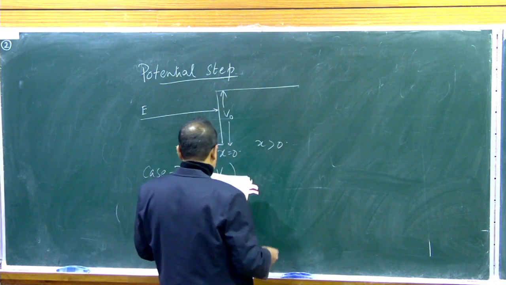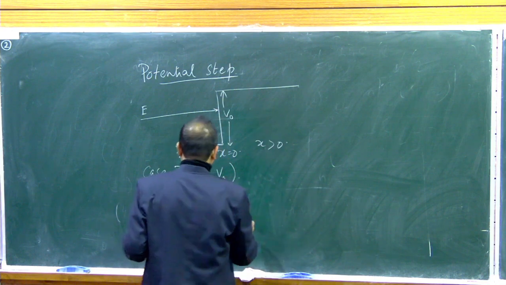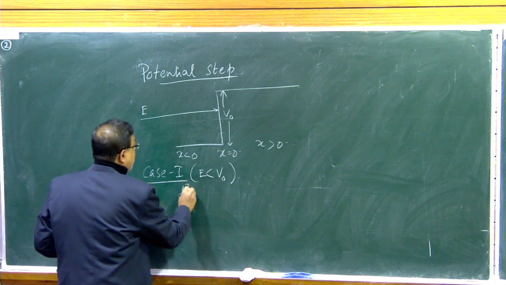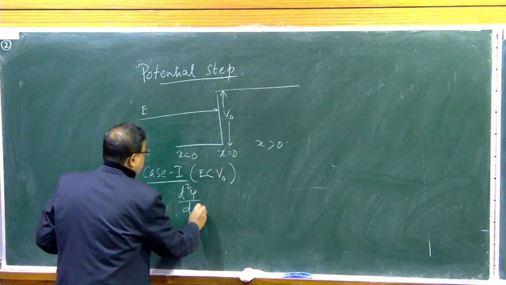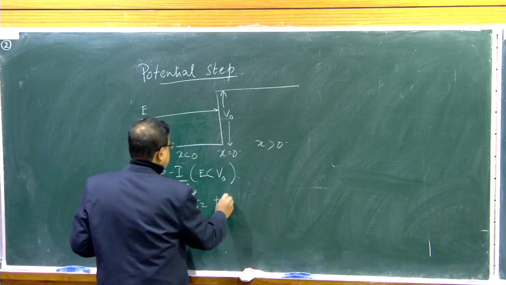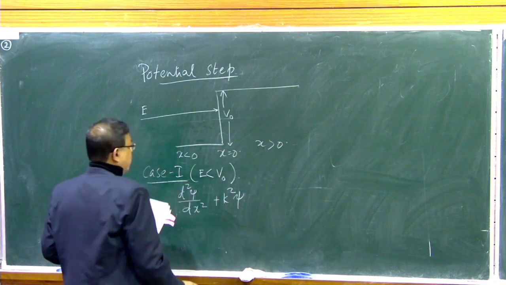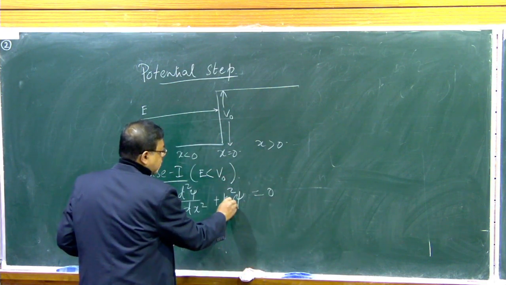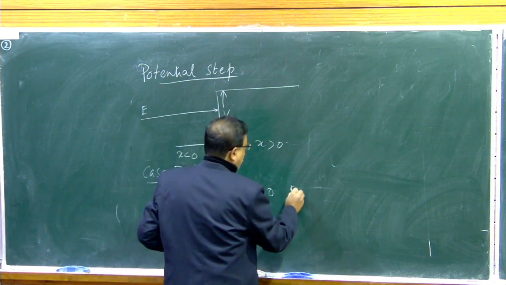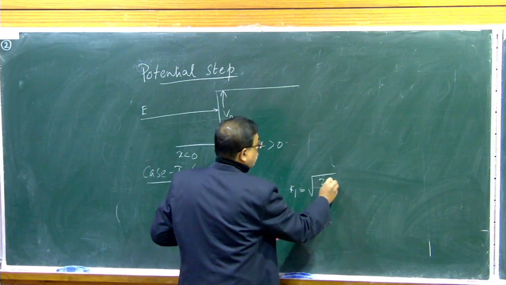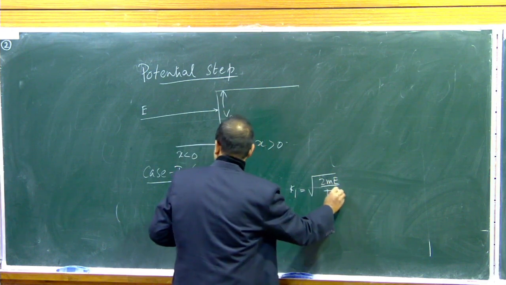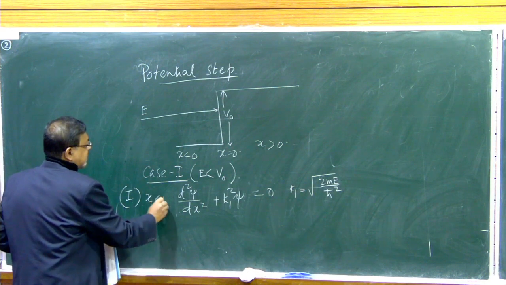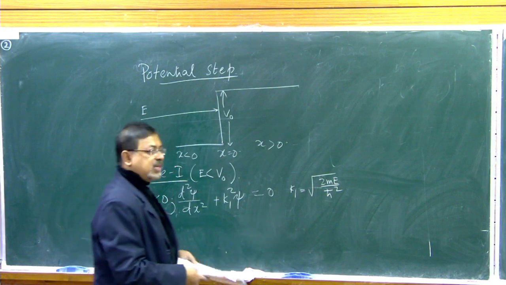All right. So the equation is written as the first case, that is d2 psi, I'm simplifying it because I have already shown you earlier, and this is equal to k square psi. Okay, and this is equal to 0. You can write it as k1 square psi, where k1 is equal to root over 2 me by h cross square, and we are talking about region 1, which is x less than 0. Okay, x less than 0 is like a free particle.